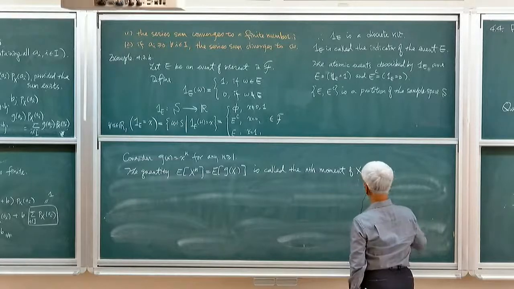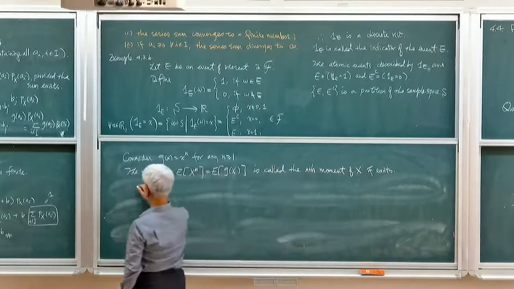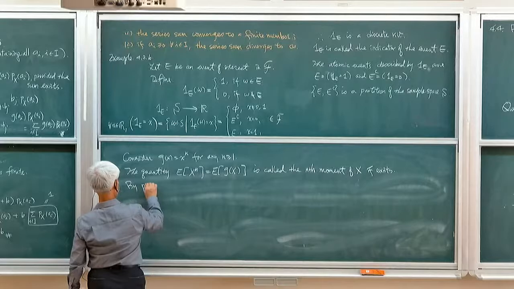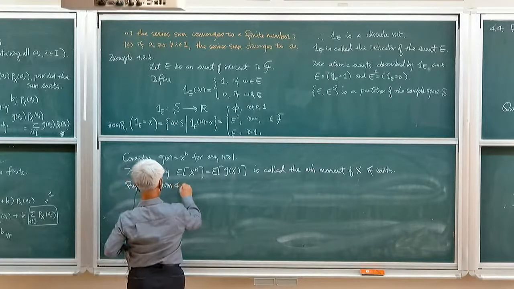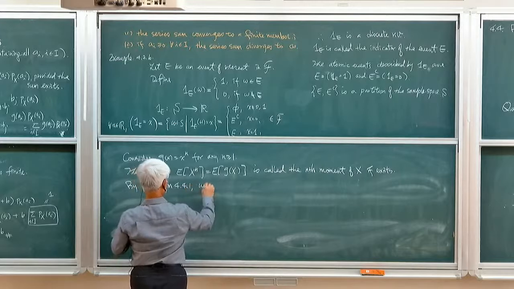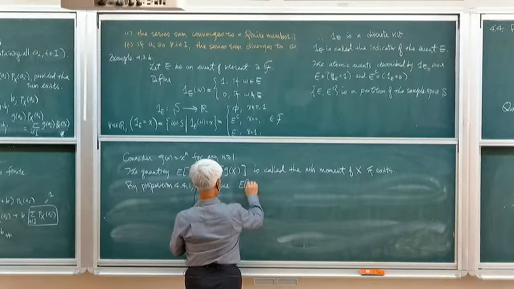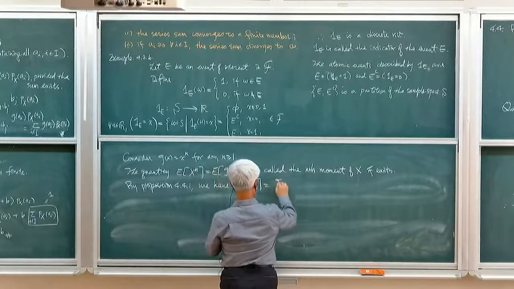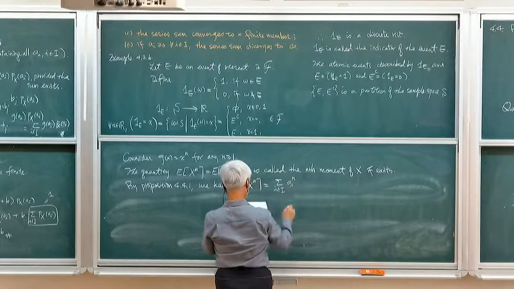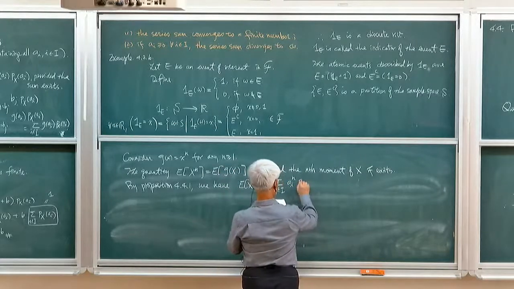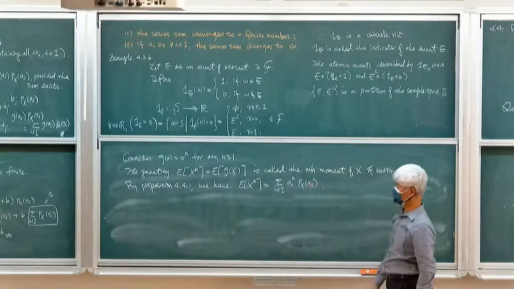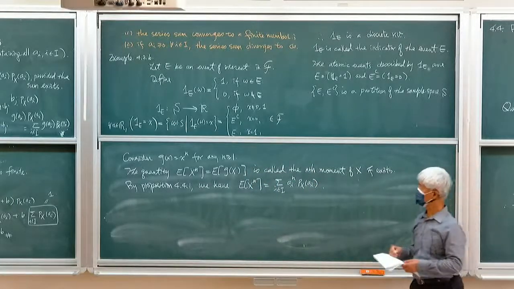Okay, and by proposition 4.4.1, we have the nth moment to be the sum of ai to the nth power times P of x equals ai. Okay.